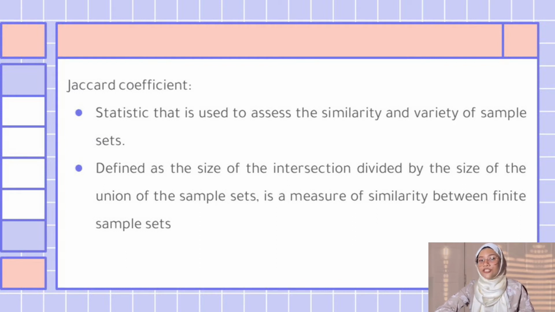Other than that, we choose the Jaccard coefficient. The Jaccard coefficient, also known as the intersection over union, and the Jaccard similarity index, is a statistic that is used to assess the similarity and diversity of sample sets. The Jaccard coefficient is defined as the size of the intersection divided by the size of the union of the sample sets. It is also a measure of the similarity between finite sample sets.